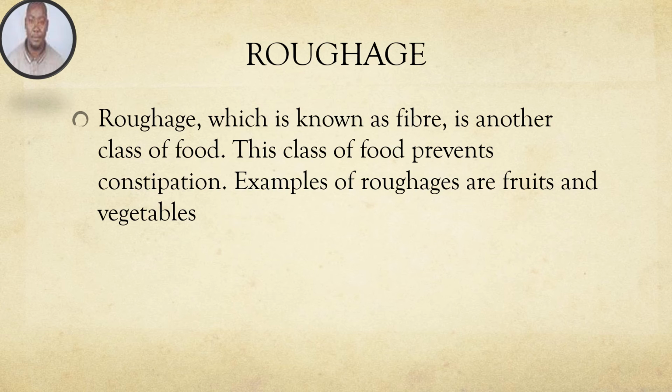Roughage, also known as fiber. This is another class of food. It is a class of food that prevents constipation. Examples of roughage are fruits and vegetables.